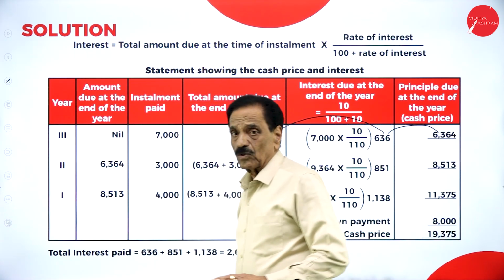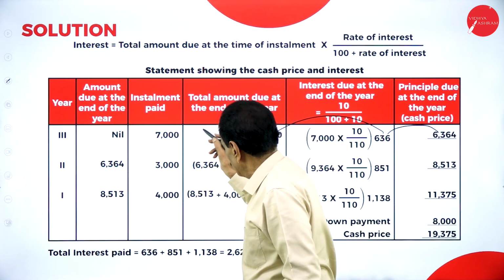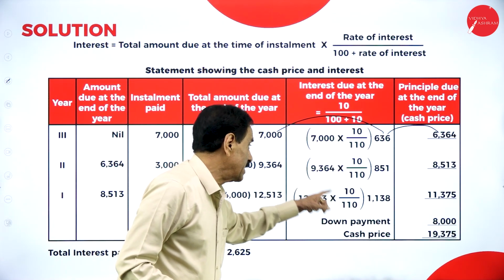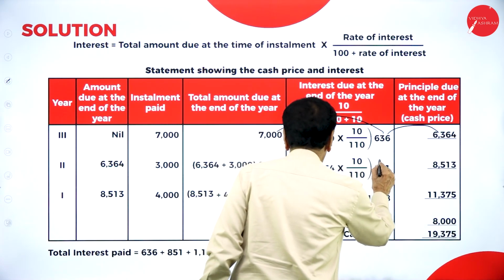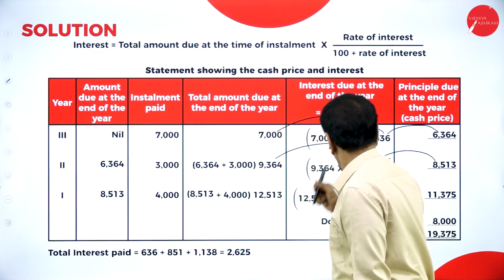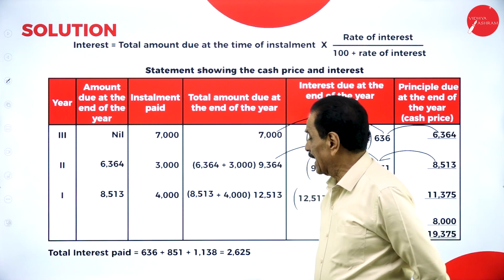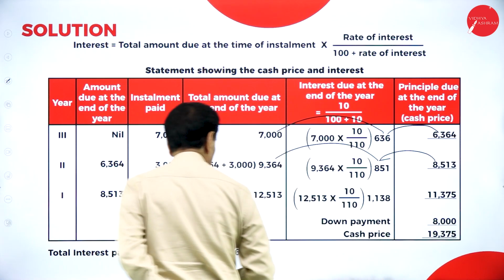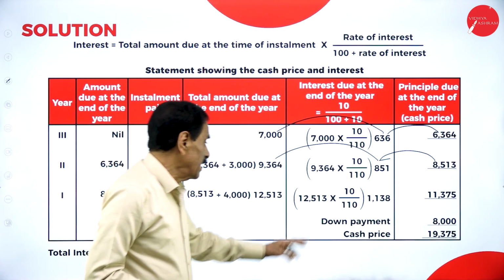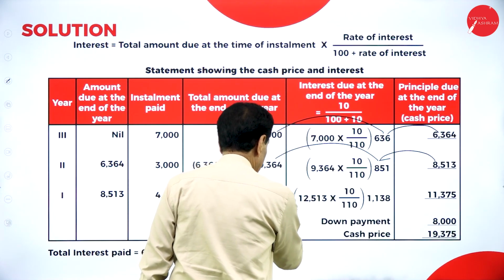So come back to second, what to do now? Third installment minus interest, add second installment: 6,364 plus 3,000 becomes 9,364. On that, calculate the interest. 10 by 110 of 9,364 is 851. Deduct 851, it becomes 8,513. So you bring down here for first year 8,513. That installment amount should be added. 8,513 plus 4,000 becomes 12,513. 12,513 into 10 by 110 becomes 1,138. If we deduct now, it will come here 12,533.